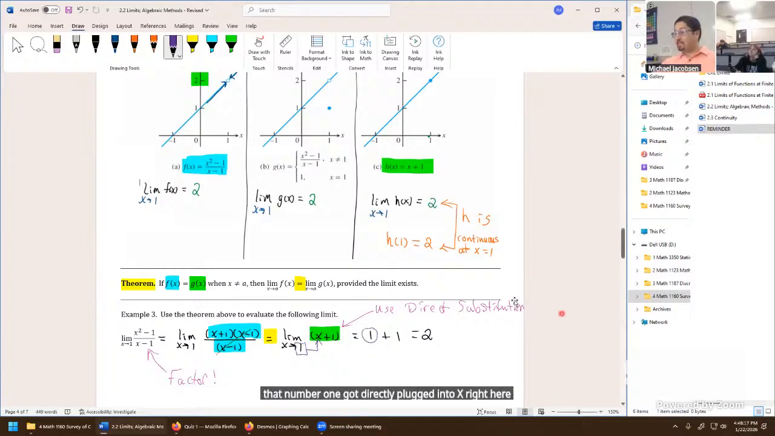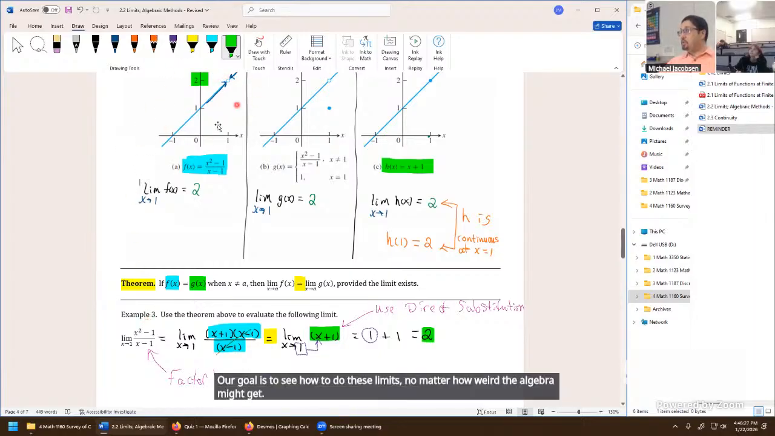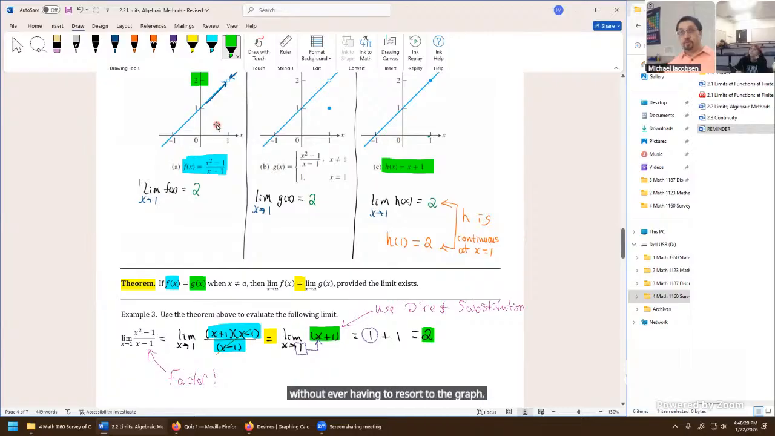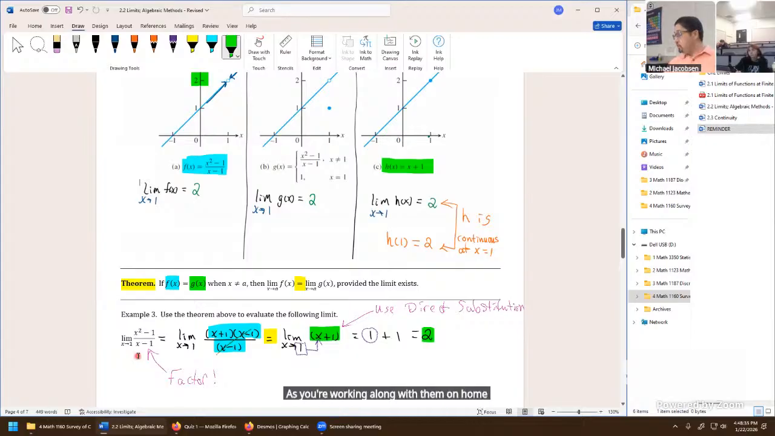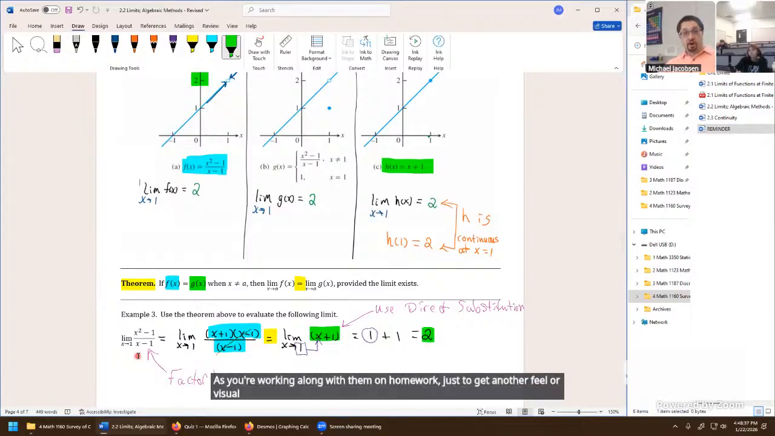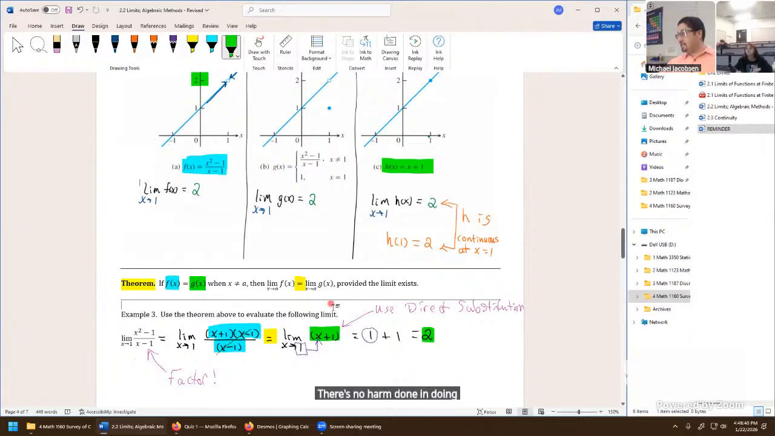So there it goes. And the limit came out as 2, just like we saw on the graph. Our goal is to see how to do these limits, no matter how weird the algebra might get, without ever having to resort to the graph. Although if you did plot the graph of a function like this in Desmos as you're working along on homework, just to get another feel or visual on what's going on, there's no harm done in doing that.